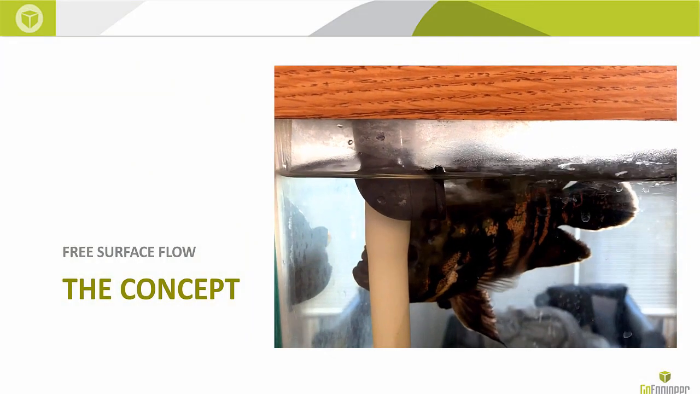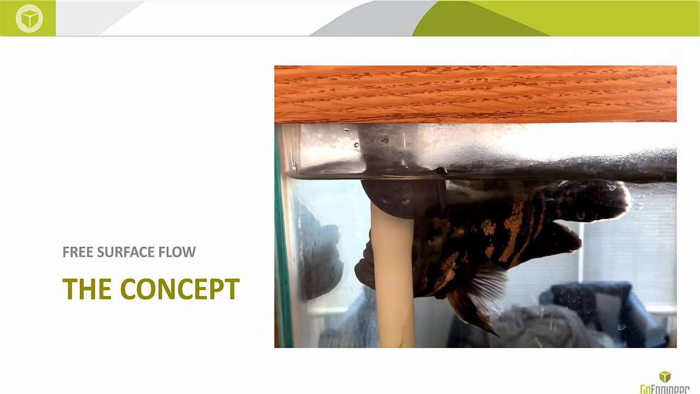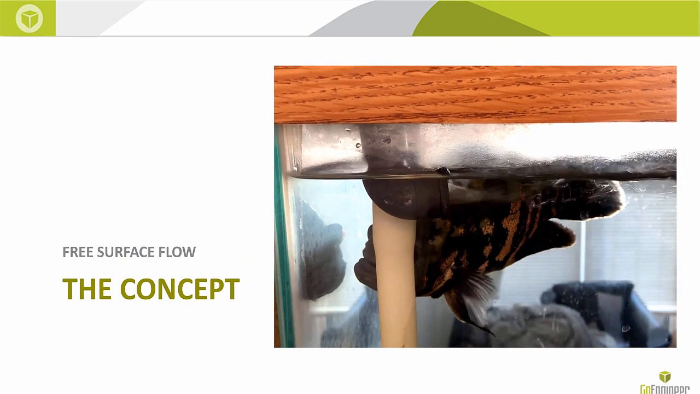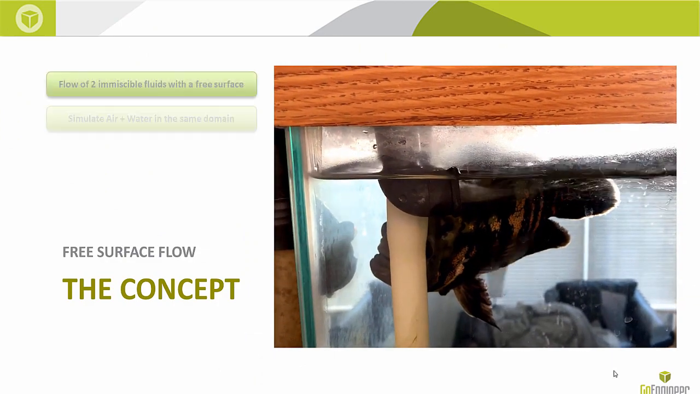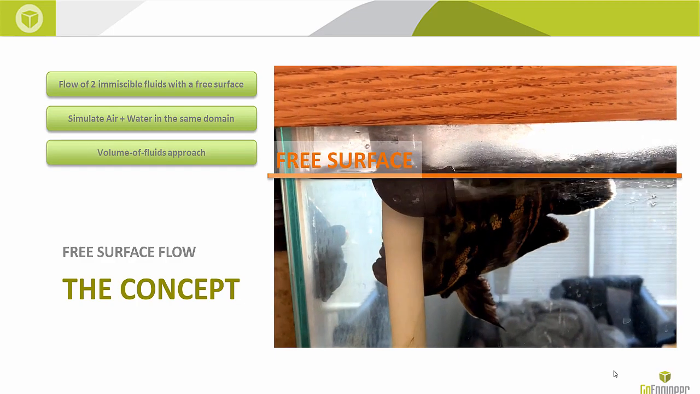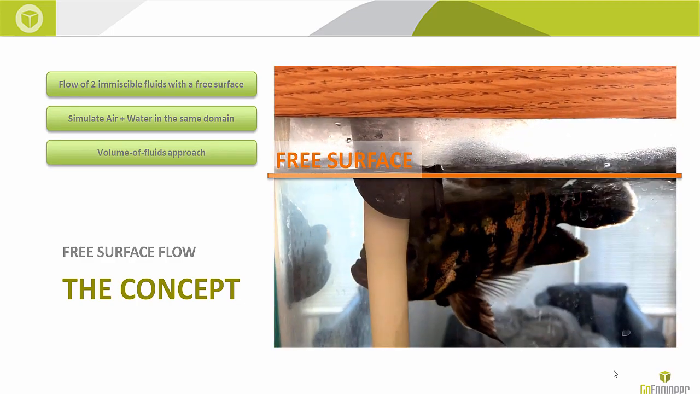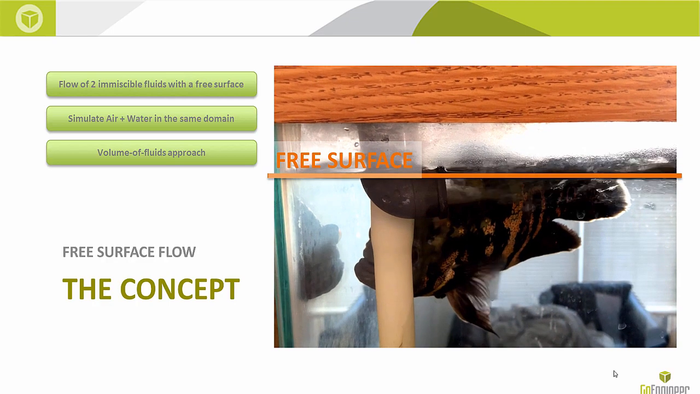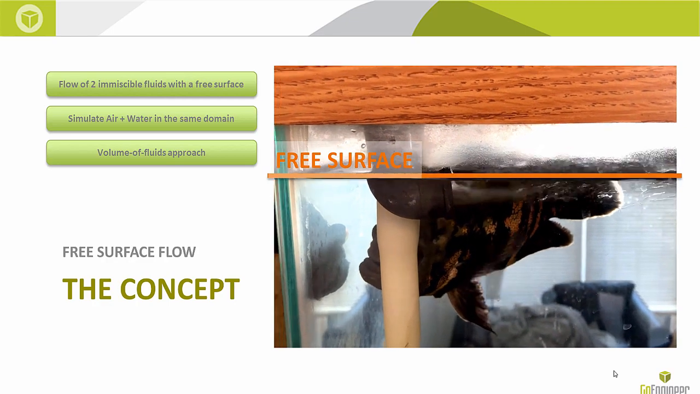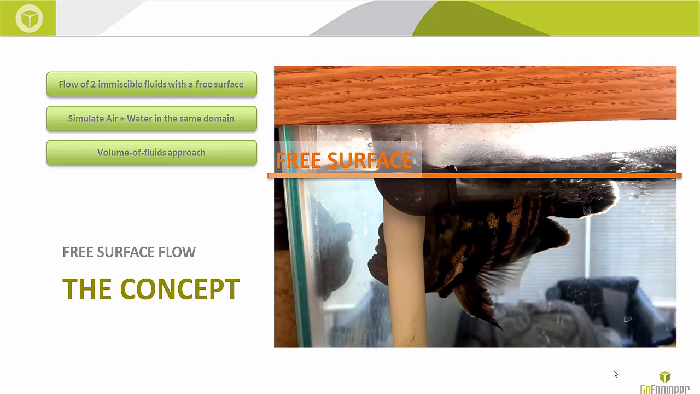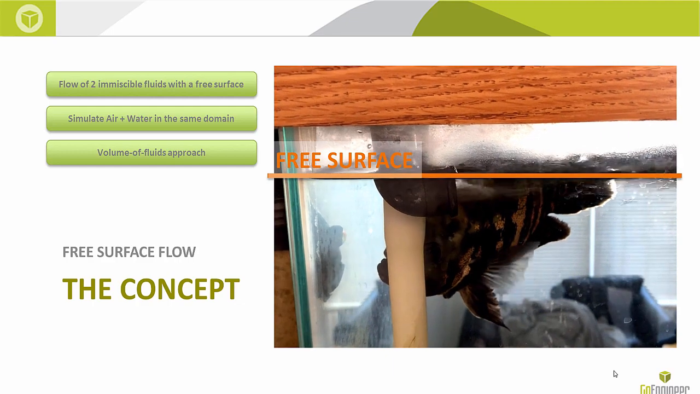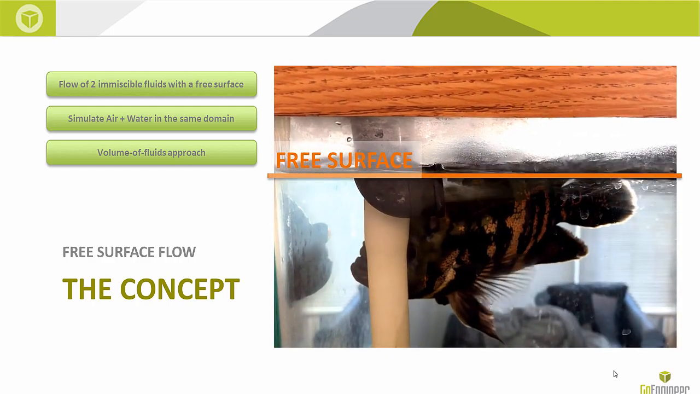As I mentioned, I'd like to talk about the free surface flow concept in Flow Simulation that was introduced in 2018. What free surface flow entails is your ability to simulate the flow of two immiscible fluids. A set of immiscible fluids is essentially two fluids that cannot mix and form a homogeneous mixture. So these two fluids would be separated by something called a free surface.